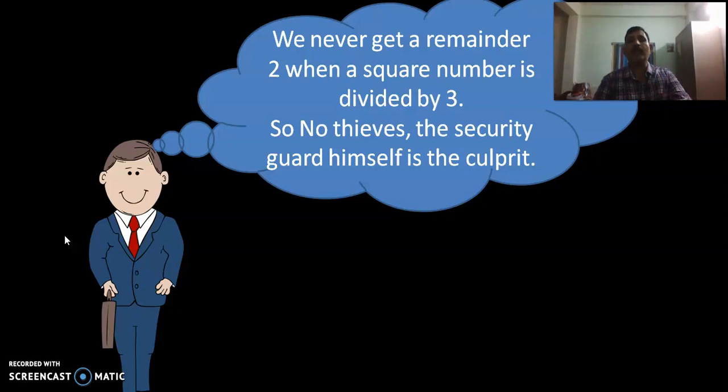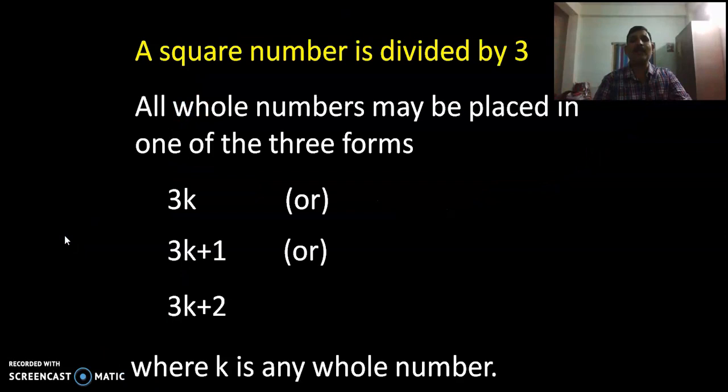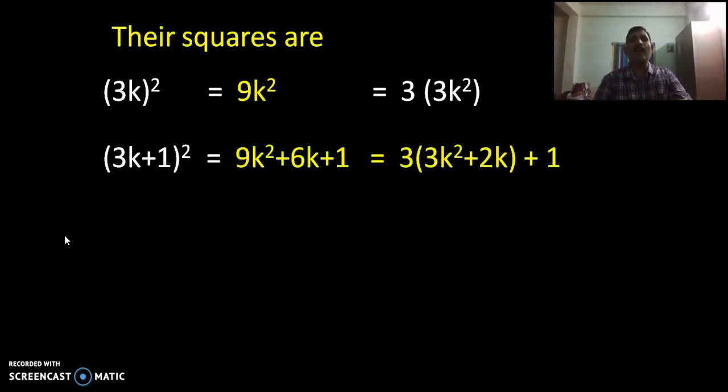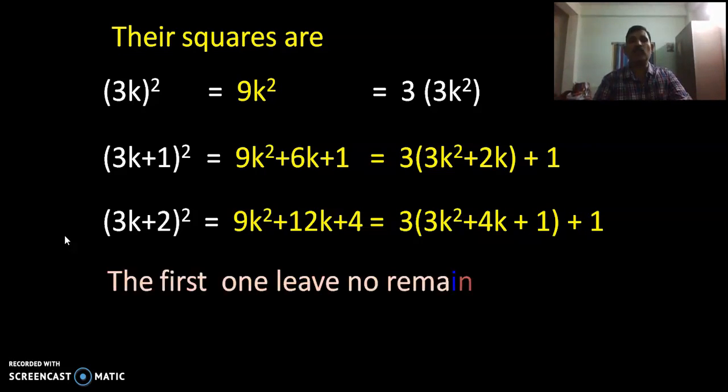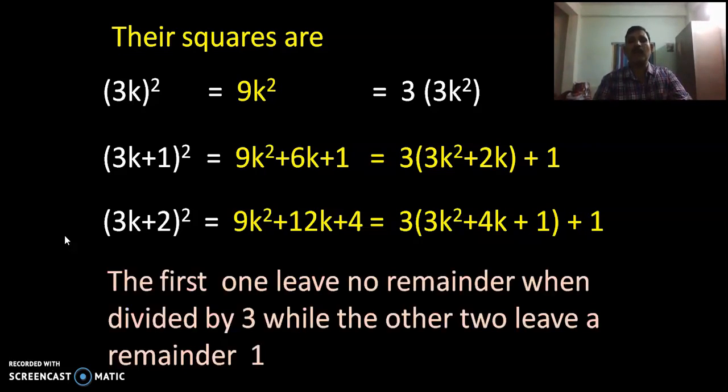So when 3 thieves distribute the coins equally, the claim that 2 coins are left is wrong. So the God himself is the culprit. If we want to generalize the same, we write it like this. We know that all the whole numbers can be expressed in the form of either 3k or 3k plus 1 or 3k plus 2. After squaring, we can observe that it is in the form of some 3m or 3m plus 1. So there is no question of getting remainder 2 when a square number is divided by 3, right?